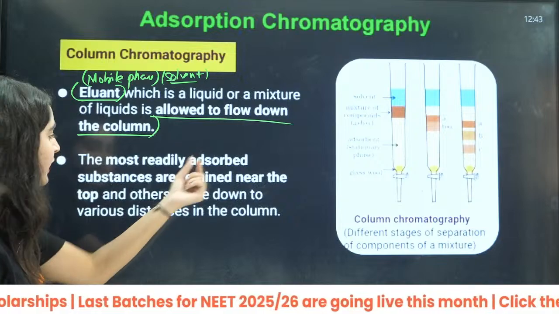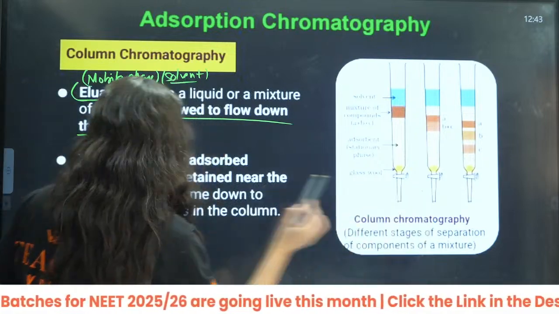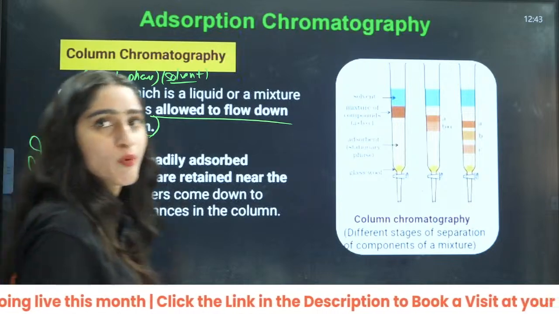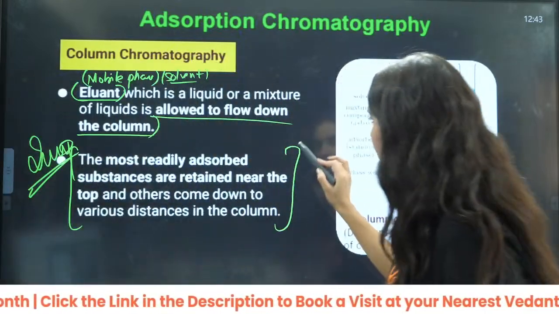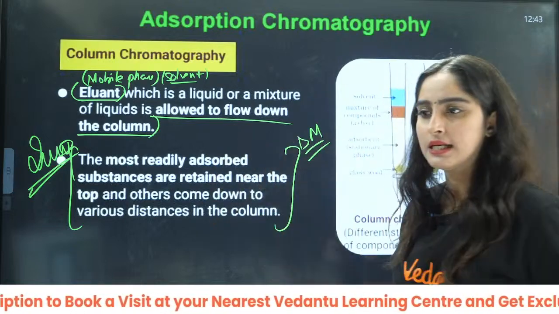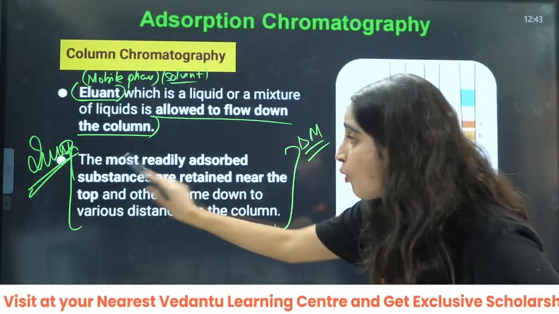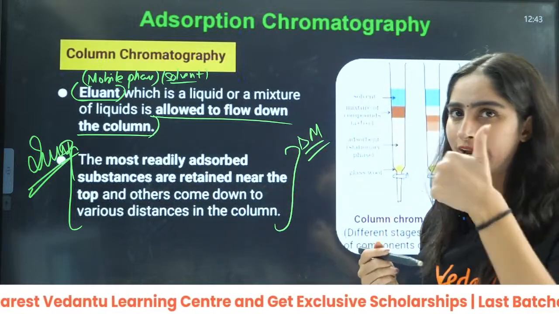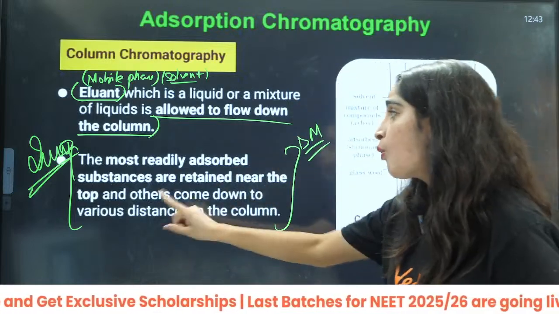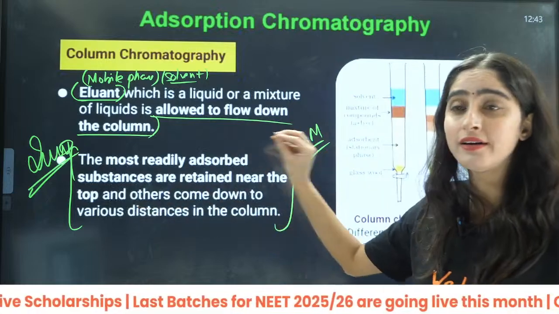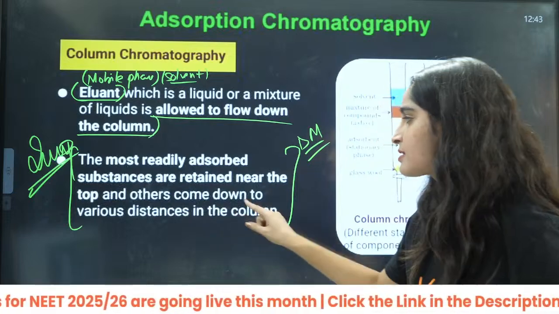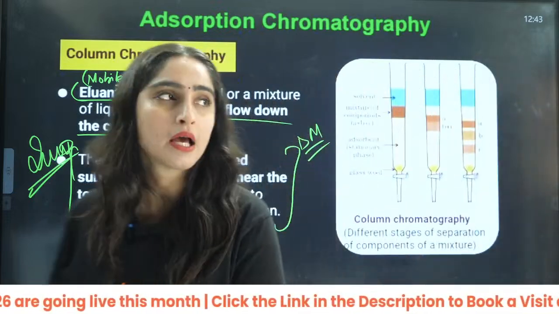The most readily adsorbed substance, this is the most important line. Mark it. If they want to ask a question, they will ask from this line. Out of A, B and C, one will be most readily adsorbed first. The most readily adsorbed substance is retained near the top and others come down various distances in the column.